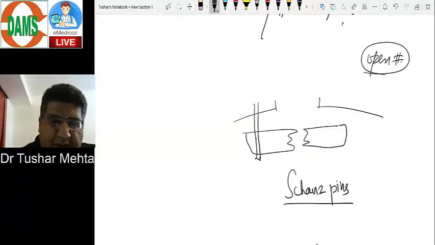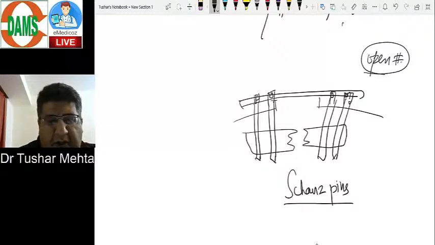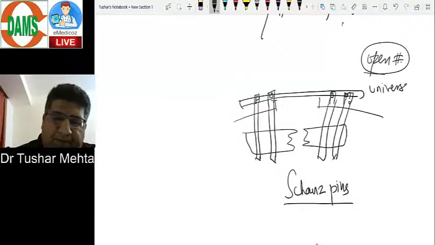The name is Schanz pin. You put another Schanz pin here. You put another Schanz pin here. You put another Schanz pin here. Then on the top of these Schanz pins, you connect certain clamps. Those clamps have got a hole, and then you connect those holes with a universal tubular rod.